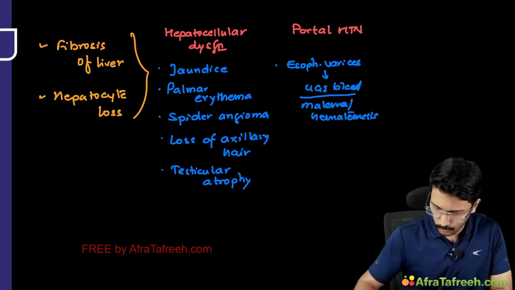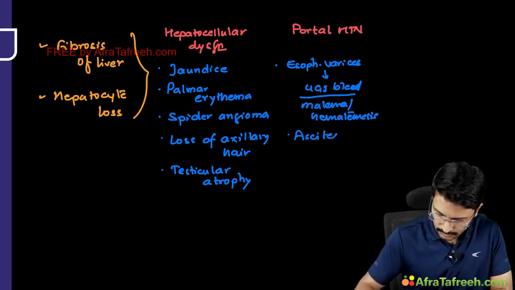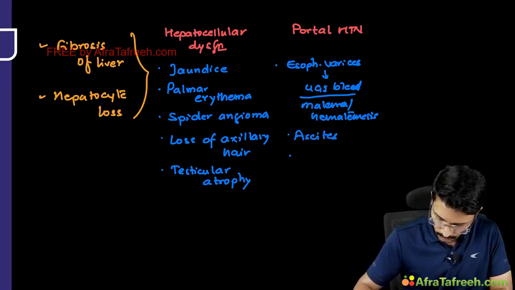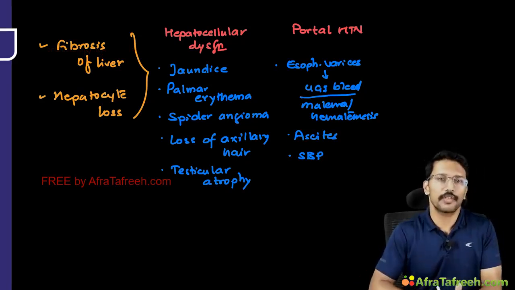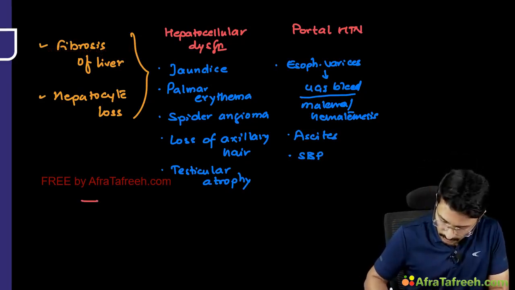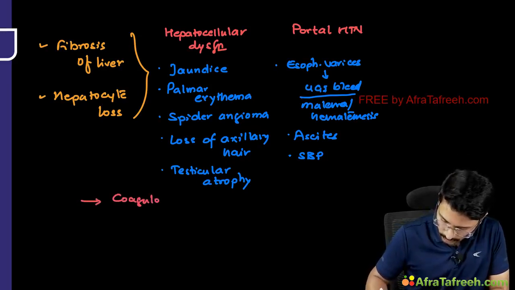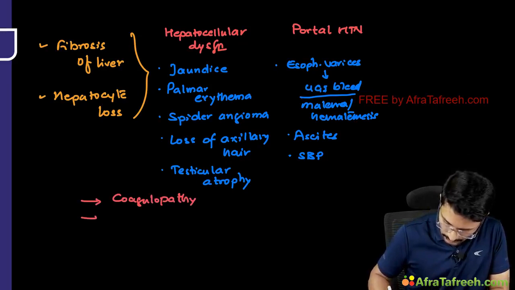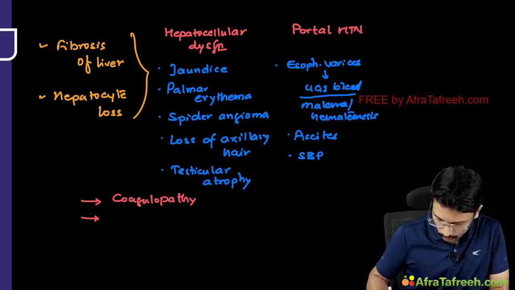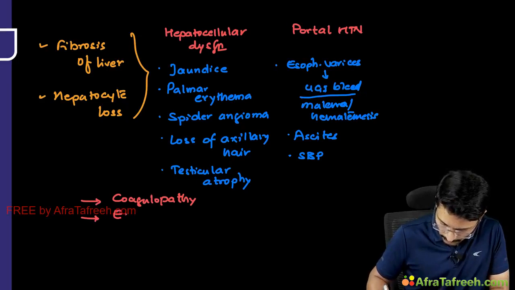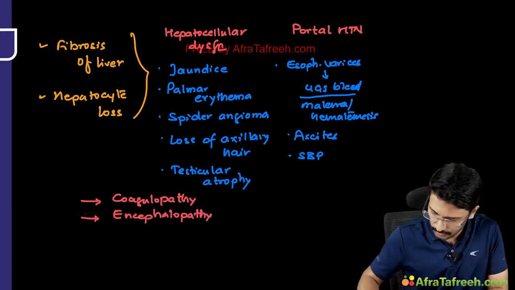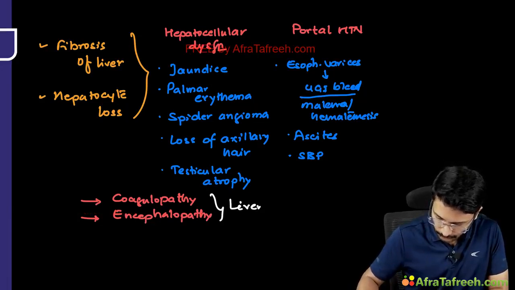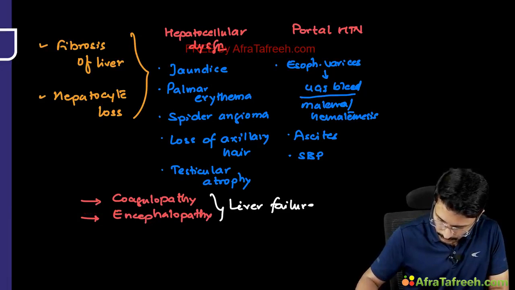Okay, and portal hypertension might lead to development of ascites. There would be risk of spontaneous bacterial peritonitis, and apart from these, because of the reduced production of vitamin K dependent factors, especially advanced cases might develop coagulopathy, and because of toxin accumulation and ammonia, these patients might also develop encephalopathy. Right, once they develop coagulopathy and encephalopathy, that is the point where we say that the patient has got liver failure, right? Liver failure.